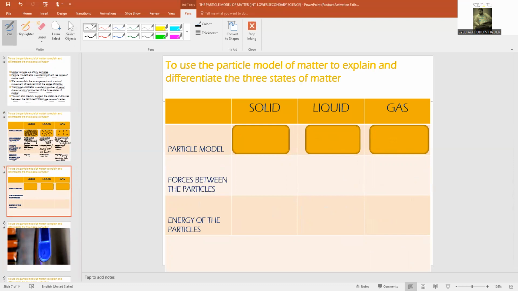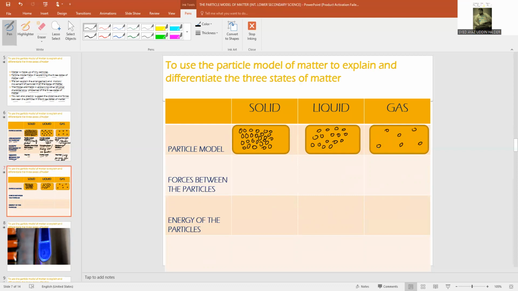Now I'm drawing the particle model again for your convenience. I will just draw a small part of this. For liquids, we have particles sliding. Gases, the particles are very far away from each other.